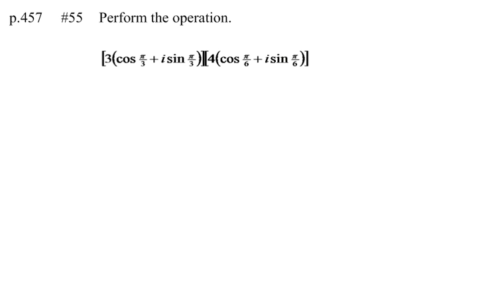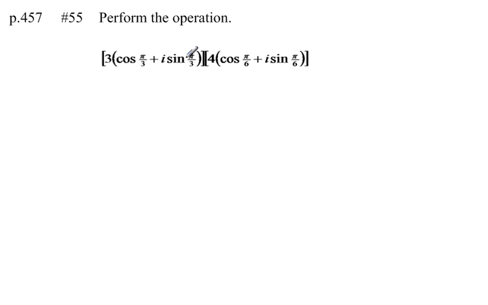Page 457, number 55. Perform the operation. We're multiplying two complex numbers in trigonometric form: 3 times the cosine of pi over 3 plus i sine pi over 3, times 4 times the cosine of pi over 6 plus i times the sine of pi over 6. Now when our complex numbers are written in trigonometric form, multiplying them is actually relatively easy.